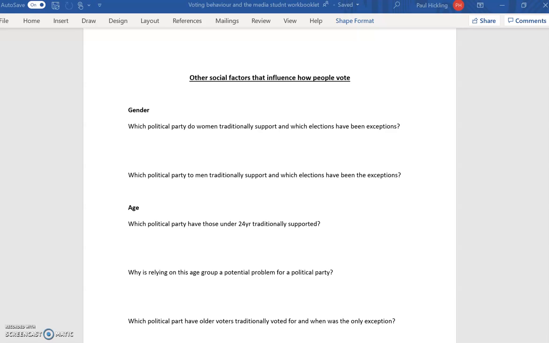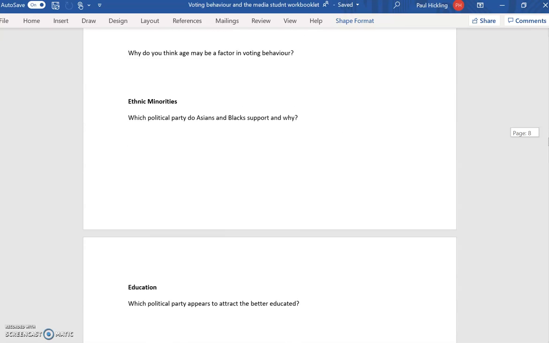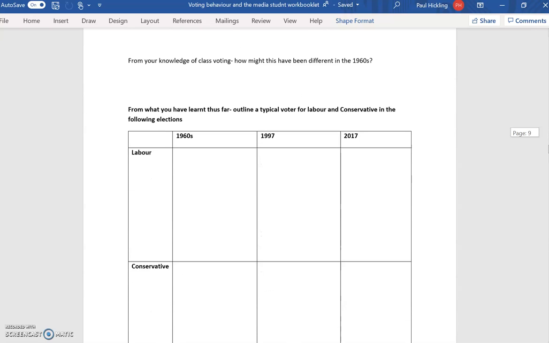Okay then, so this video is about the other social factors other than class which influence how people vote in the UK. And as you can see in the booklet, this video should correspond to this bit here, which is on gender, age, ethnic minorities, education.